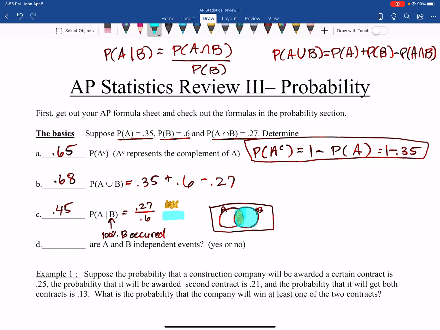Okay. I didn't demonstrate this one here, but we can also demonstrate this one in what's the probability of A plus the probability of B.